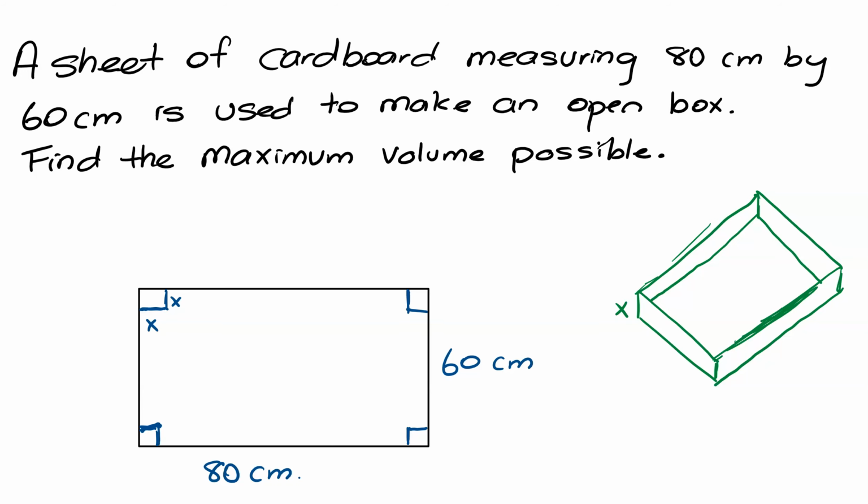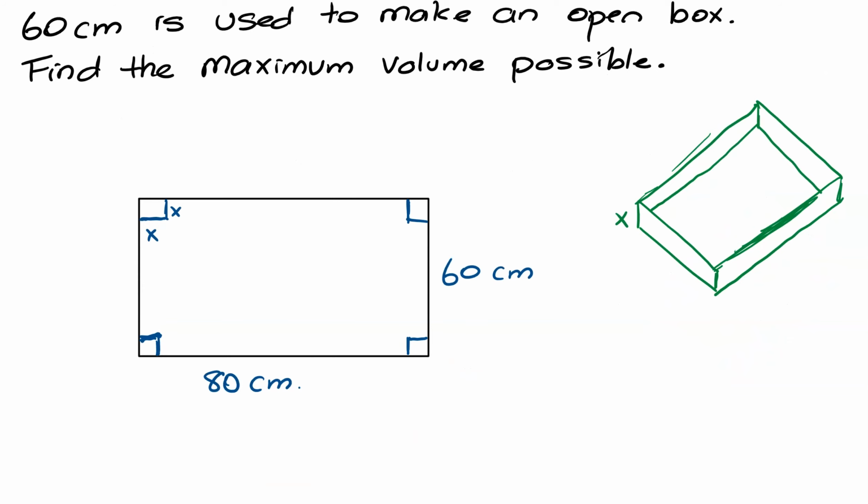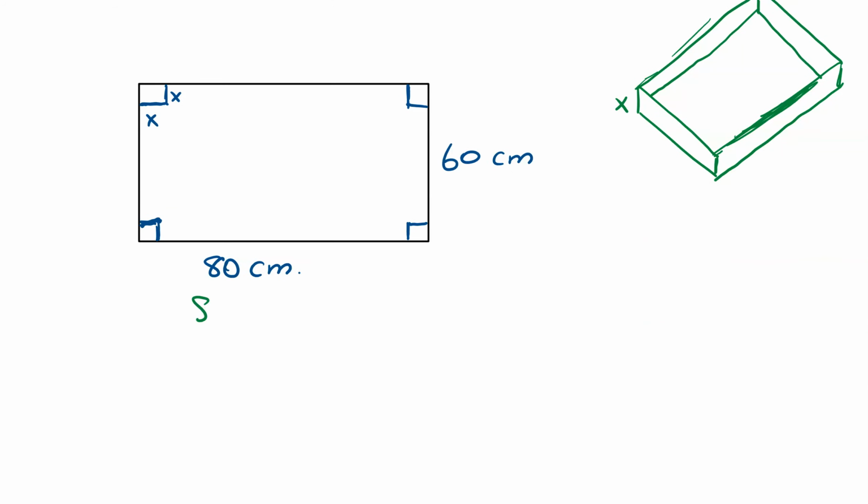Our length, so if here this is 80 centimeters, our new length would become 80 minus X minus X, because we're cutting off two X's over there. So that becomes 80 minus 2X. So that is our length. And we do the exact same with our width. So our width, we're cutting off the X's over there, becomes 60 minus 2X. So over here, I'll write down, we've got 60 minus 2X, and this is 80 minus 2X.